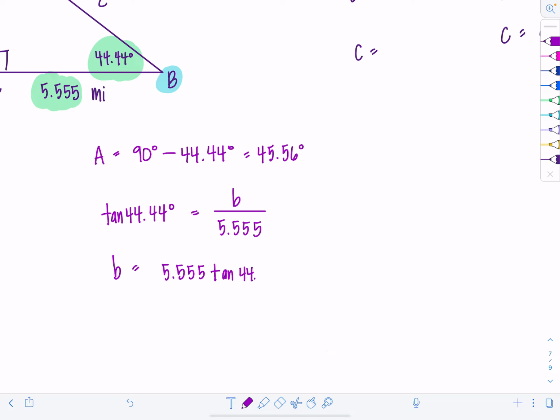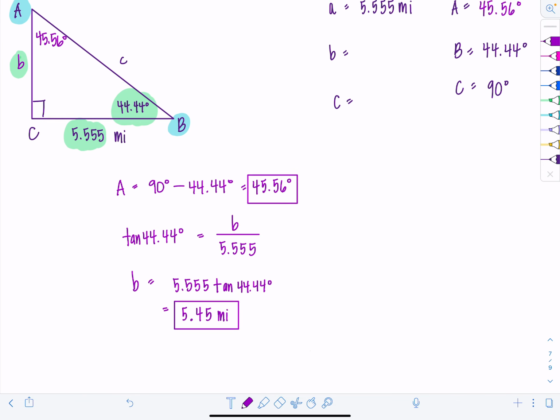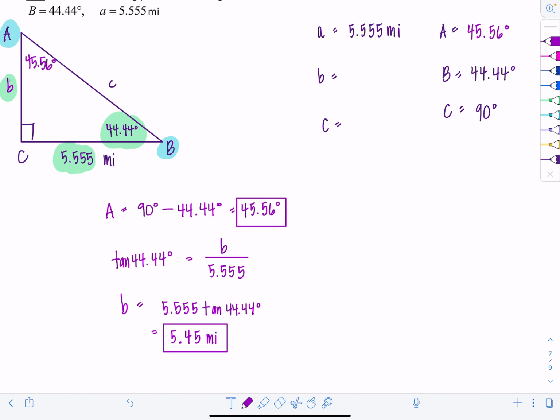Tangent of 44.44 degrees. Okay, this you're just going to do in the calculator. So 5.555 times tangent of 44.44, and you should get 5.447, so we'll round that to 5.45 miles. Okay, so that's side B, and here was angle A. Okay, let's fill it in here. So side B is 5.45 miles.